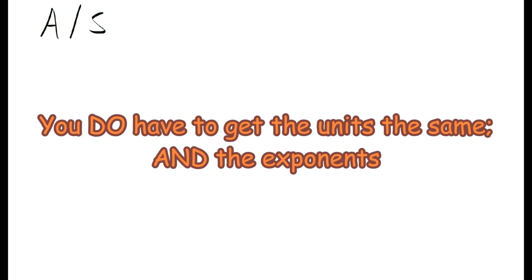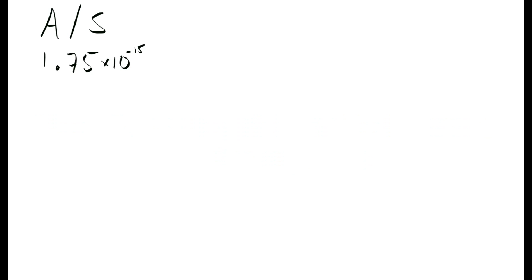Adding and subtracting with scientific notation, you don't have to get the units the same. You have to get the exponents the same. So, 1.75 times 10 to the negative 15th meters minus 7.76 times 10 to the negative 16th meters. The units are already the same, but you can't just add or subtract these. What you need to do is get the exponents the same, if you want to add or subtract these by hand.